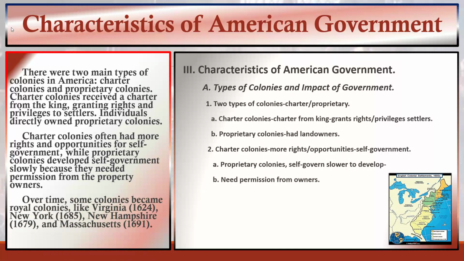Over time, some colonies became royal colonies, like Virginia, 1624, New York, 1685, New Hampshire, 1679, and Massachusetts, 1691. Okay, so I just list them. I mean, there you go. These seem to be in order, right? So they kind of fall in order. So I do see an order here, a pattern. There's my during reading strategy. Okay, some colonies became royal colonies, and I just listed them: Virginia, New York, New Hampshire, Massachusetts, and so on.